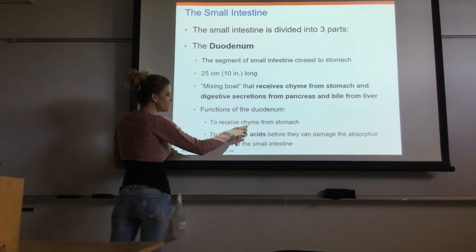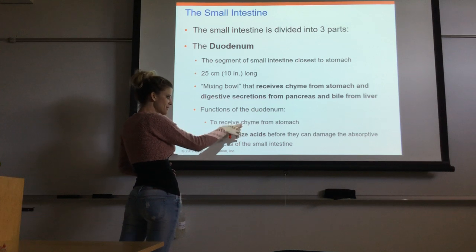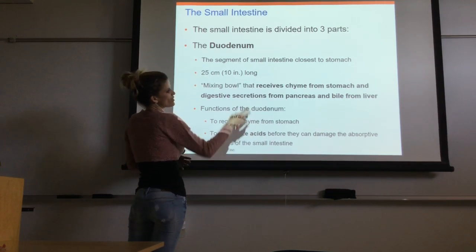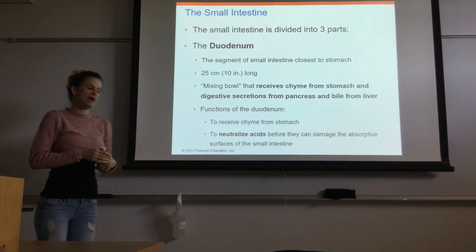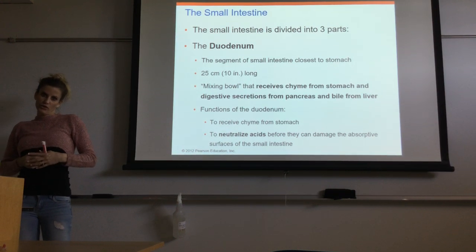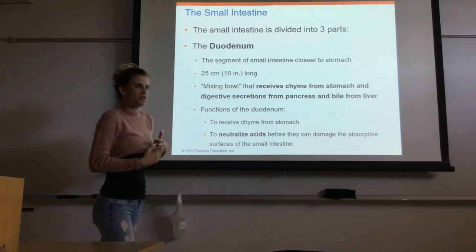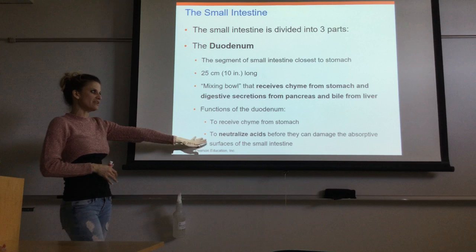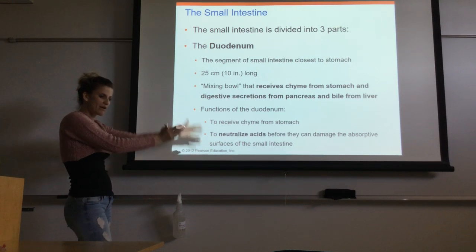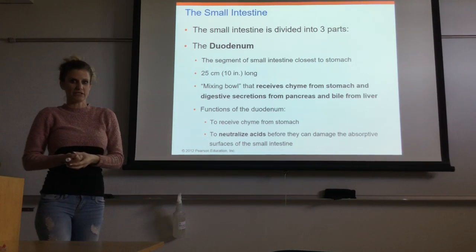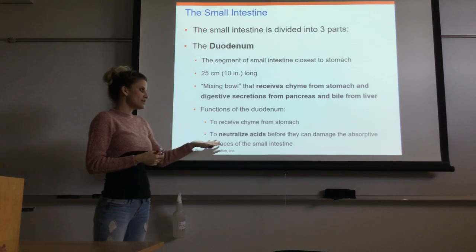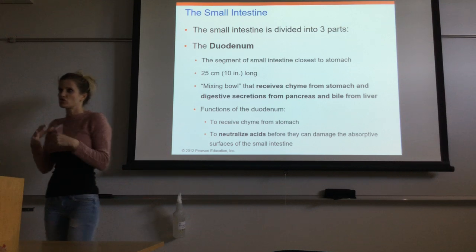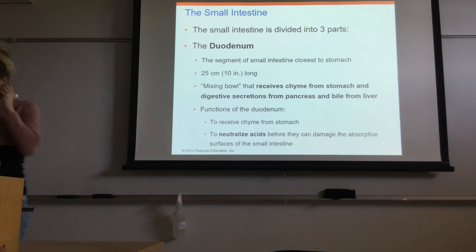So notice here, we put the chyme in the duodenum, right, from the stomach, and then right away we neutralize the acids. We'll see that the secretions that come from the pancreas are alkaline, okay? They're alkaline or basic, and their job, or one of their jobs, is to help neutralize the acids that are present in the chyme before that chyme gets pushed down to the next segment of the small intestine. The small intestine is not equipped to be dealing with that acidic pH. So we need to neutralize it right away in the duodenum.